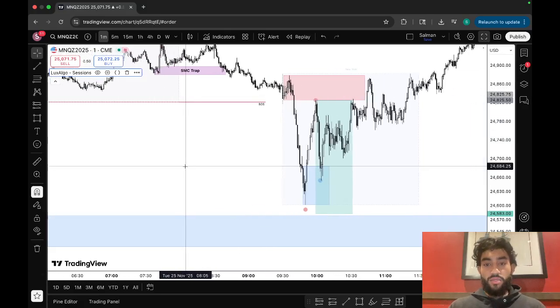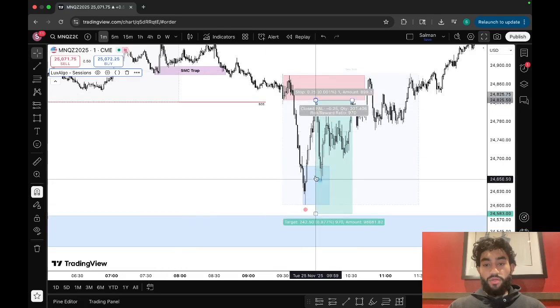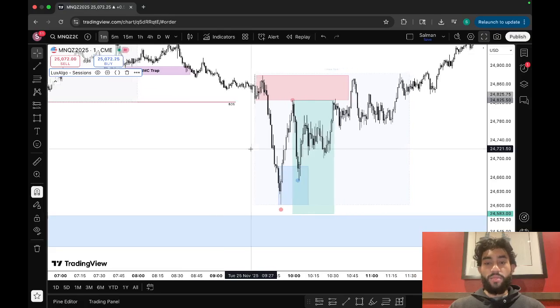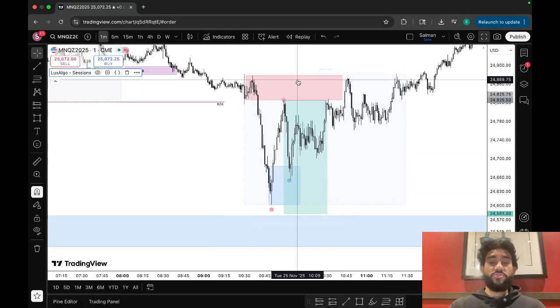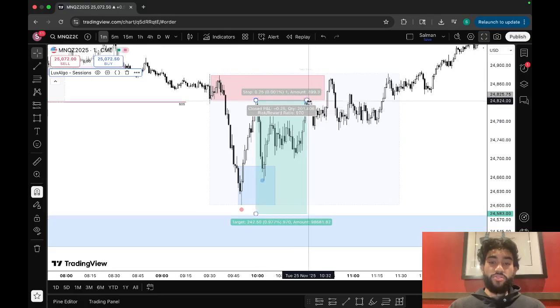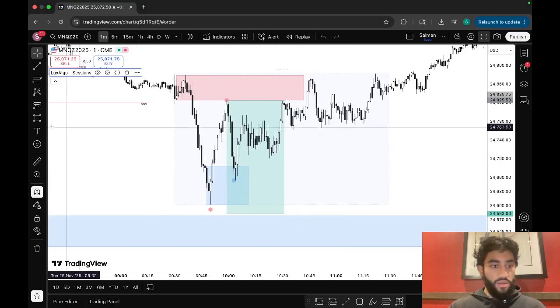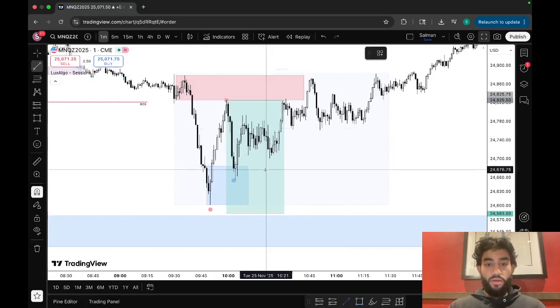Just because if price gave this bearish move and then came all the way back, most likely I'm going to get stopped out. Most likely price is just bullish from here. So I eventually, as you can see, did get stopped out at break even, which is fine. Kept my head on right, but I reanalyzed the market.